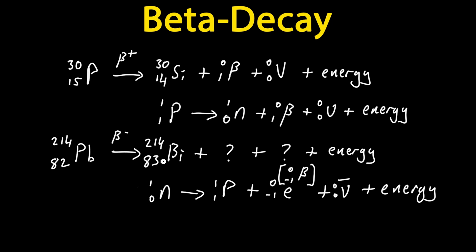During this process, we're ejecting an electron or beta negative particle, with -1 and 0 at the top here. And we always have an antineutrino being ejected from the parent nuclide at the same time as the electron. And we write it like this.